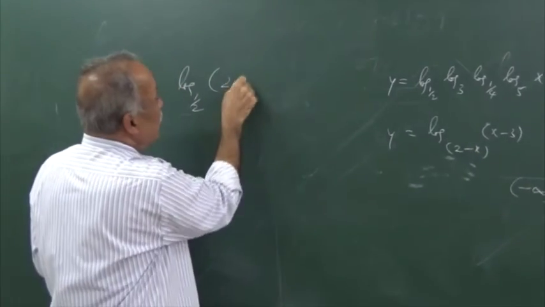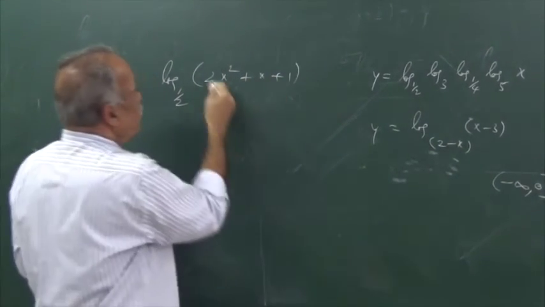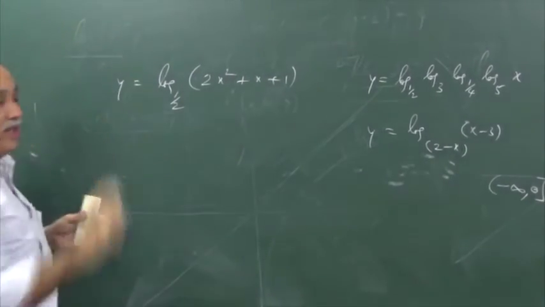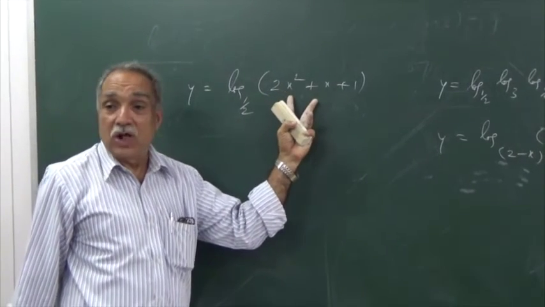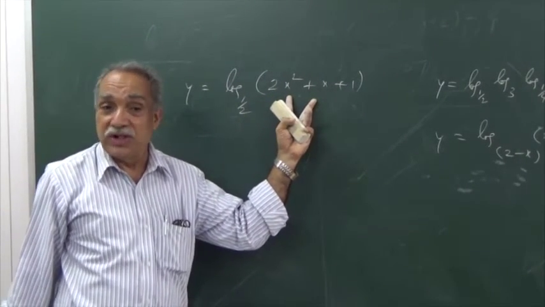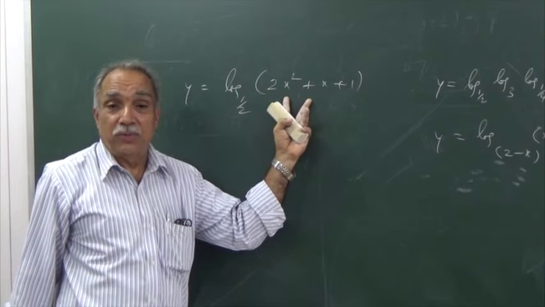Log base half of 2x square plus x plus 1. I want to know when this is defined, when this is undefined. The only requirement to have this meaningful is that the argument of the log function must be positive. Question: when is this quadratic positive?